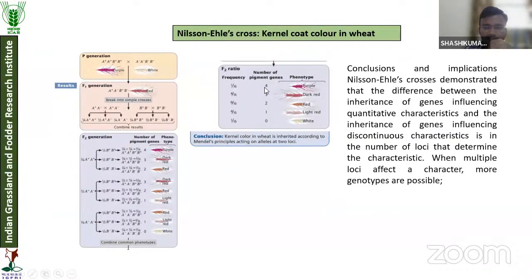Then he thought that these are controlled by two genes, not like single genes, where the genes act in an additive manner. If four alleles of the genes are present, then there will be a purple color. If three are there, then it will be dark red, then two gives red, and then light red. So you could classify this by taking many genes into consideration. This showed that these quantitative traits also show Mendelian inheritance, and they are controlled by many genes.